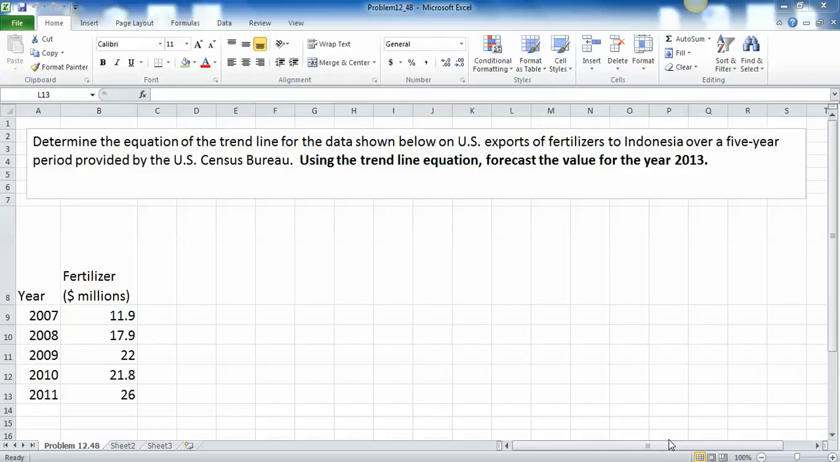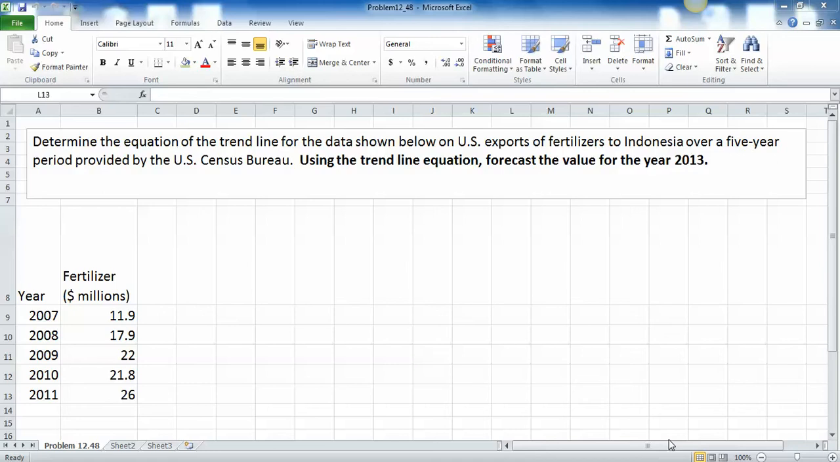Okay, we're going to use the data analysis tool in Excel to come up with a trend line and to forecast a value. In this problem 12.48, it says determine the equation of the trend line for the data shown below on U.S. exports of fertilizer to Indonesia over a 5-year period provided by the U.S. Census Bureau. Okay, once we find the trend line, we're to forecast how much fertilizer is being shipped to Indonesia in dollar amounts.